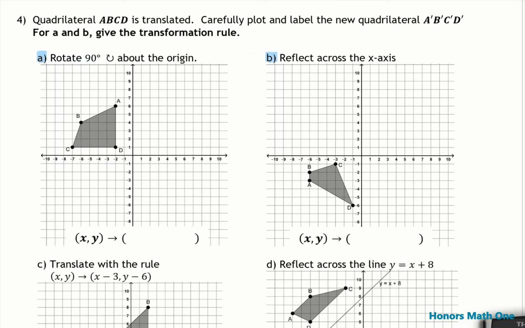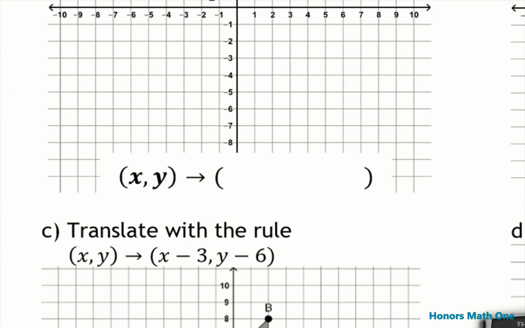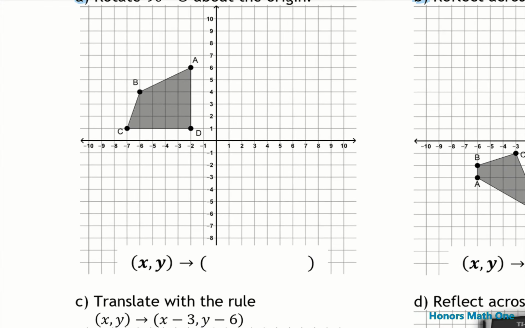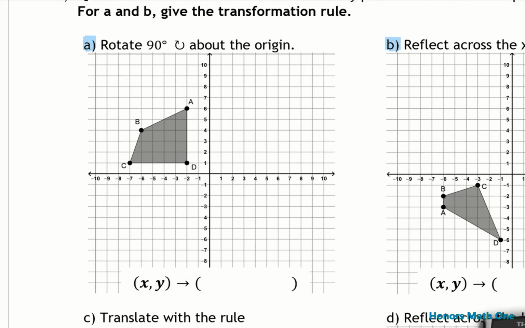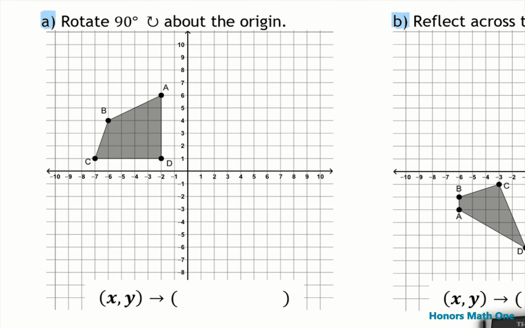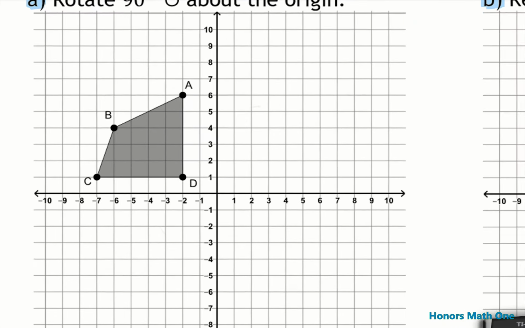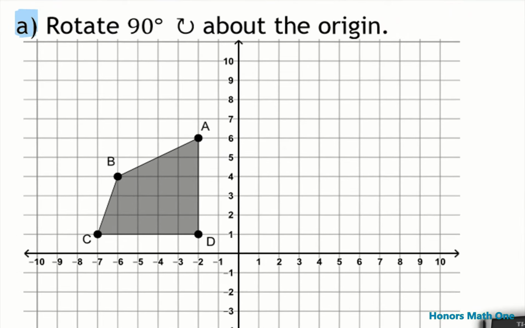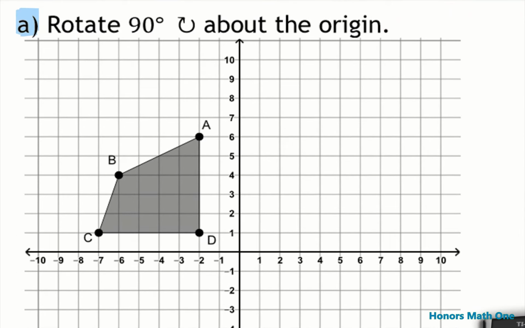So you can see down here there's a spot where (x, y) goes to where? Where do they go to if we are rotating? This one was 90 degrees clockwise about the origin. So let's take a look at this first one. If we have this shape and we're going to rotate it 90 degrees clockwise about the origin, where do these points go to?